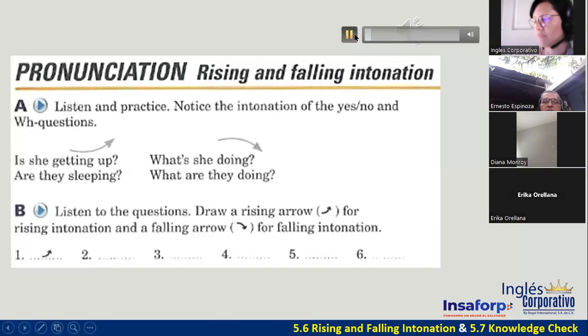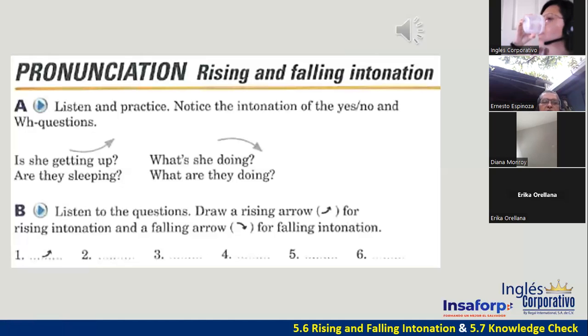One. Are you wearing a coat? Two. What are you doing now? Three. What time is it? Four. Is it midnight? Five. What color is his t-shirt? Six. Are you from Thailand?